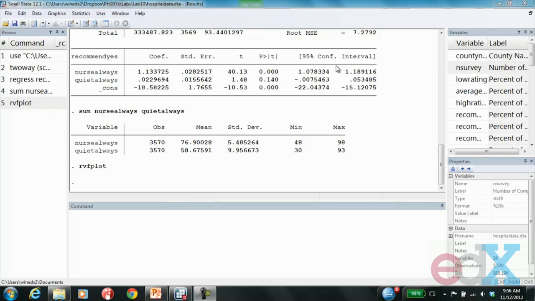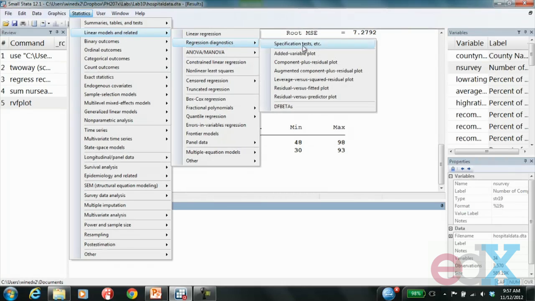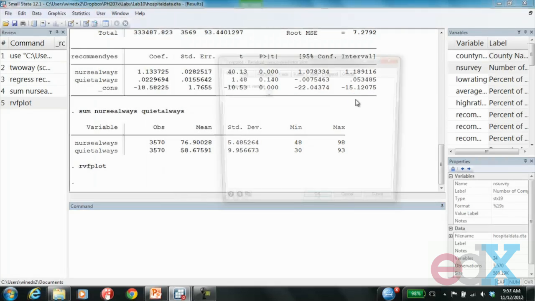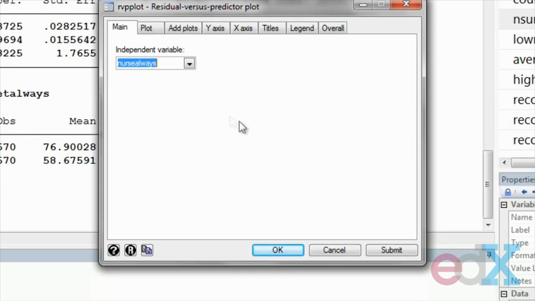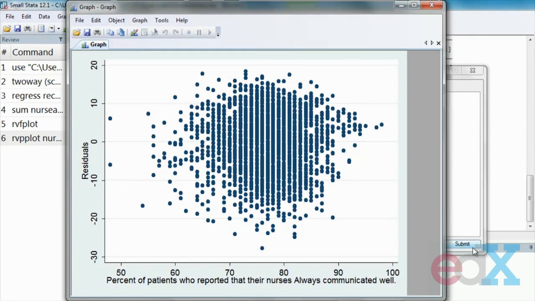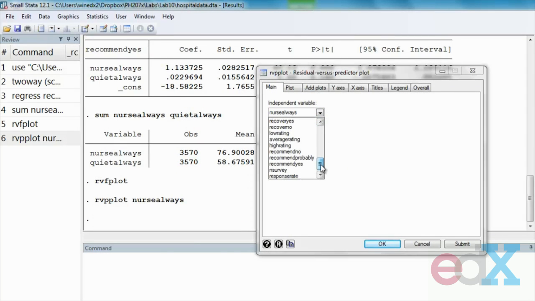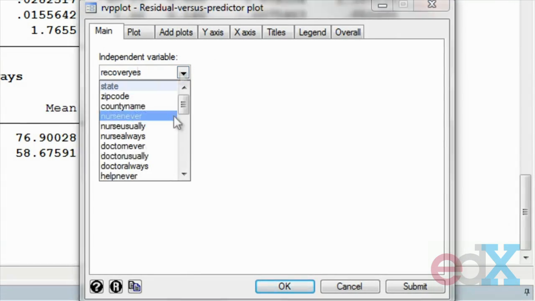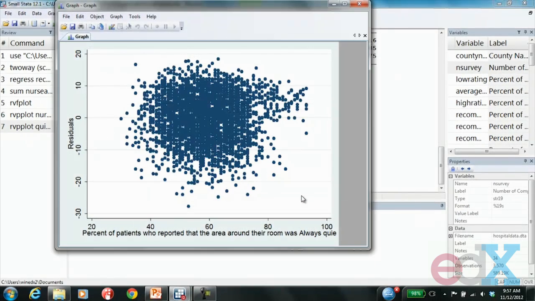So that was a plot of the fitted values versus the residuals. We can also make plots of covariates versus the residuals by doing a residual versus predictor plot. And we'll look at the independent variable nurse always first. And again, we don't see any major trends in this residual plot. We can look at quiet always as well. And as long as you don't see any blatant trends in your residual plots, usually it's okay to assume that the assumptions of linear regression are met as far as homoscedasticity goes and conditional normality.